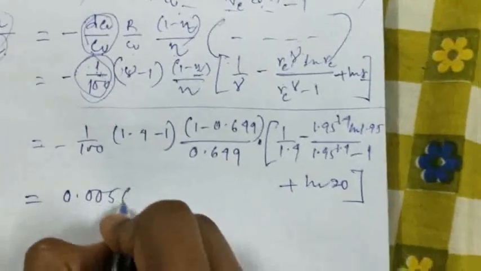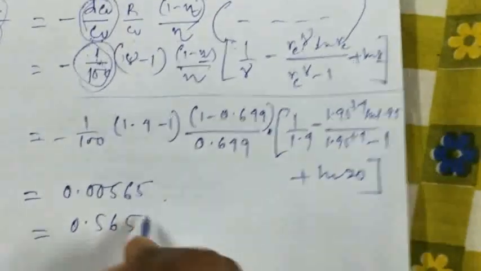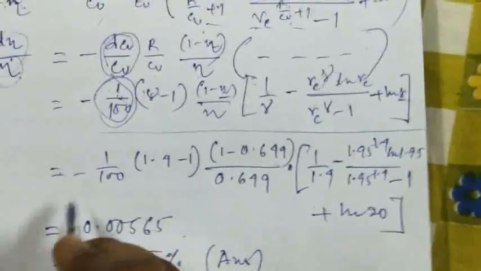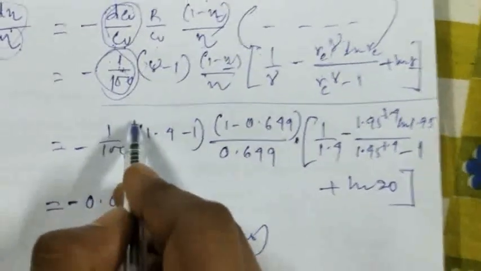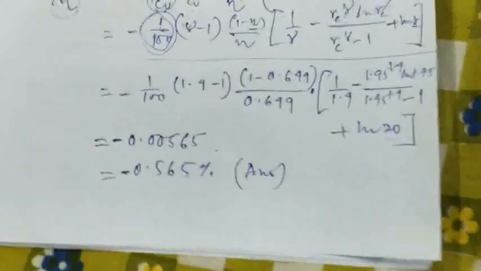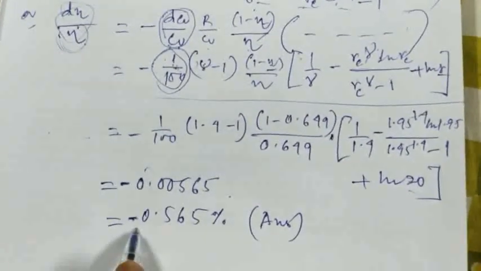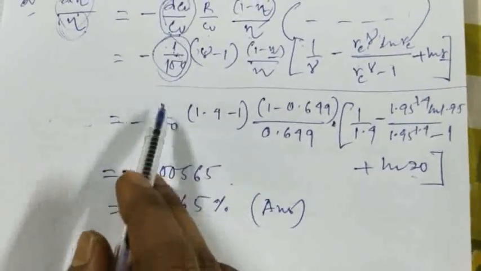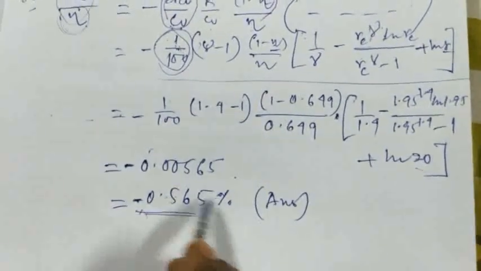0.00565, which will be equal to 0.565%. This is the answer. The negative sign will be there. The negative sign indicates if value of CV increases, that means if value of CV goes in positive side, when variable specific heat will be considered, the efficiency of the cycle will decrease. That means if specific heat will increase, the efficiency will decrease. If specific heat will increase by 1%, the efficiency will decrease by 0.565%.